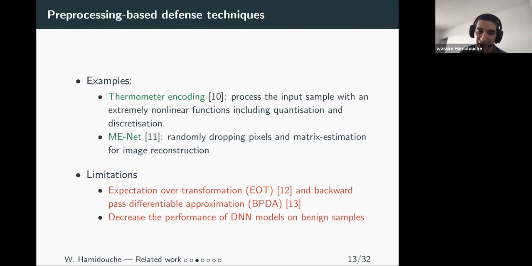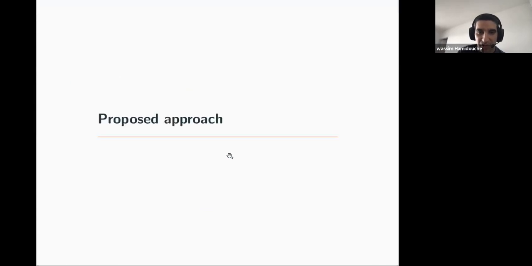And we have seen the two main limitations. If we add a non-differentiable function of randomness, we can still estimate this with a linear function. And also the main limitation is that if we perform the pre-processing on all images, it may decrease the performance of the model on clean images. So now we can move to the fourth chapter, the proposed model.